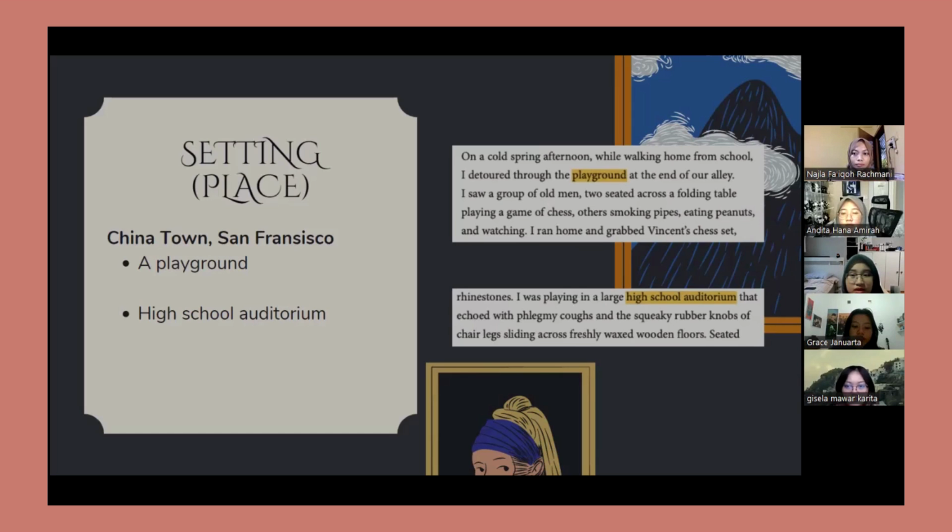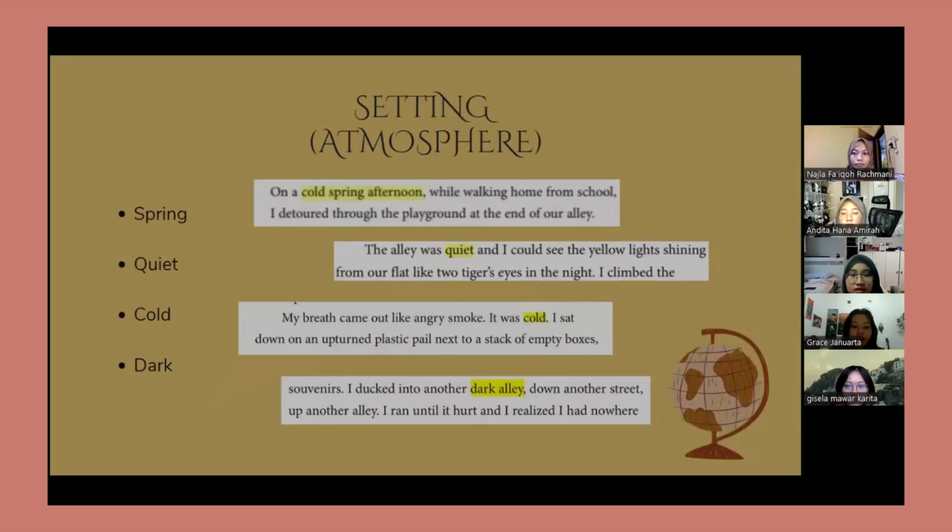Atmosphere here refers to a type of feeling or emotion that readers get from a narrative based on details such as setting, background, objects, and foreshadowing. As you can see, there are 4 atmospheres here. The first one is spring, quiet, cold, dark. And you can see the evidence on the right side.